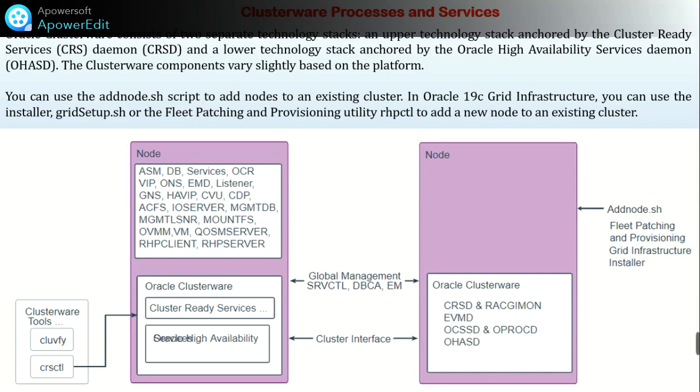You can use the addnode.sh script to add a node to an existing cluster in Oracle Grid Infrastructure. You can use the installer gridSetup.sh, the fleet patching and provisioning utility, or srvctl to add a new node to an existing cluster. Here is the diagram describing the cluster processes and services.